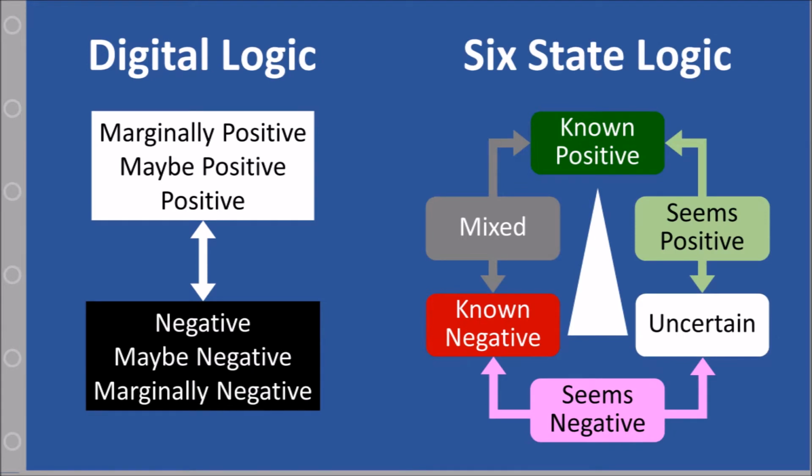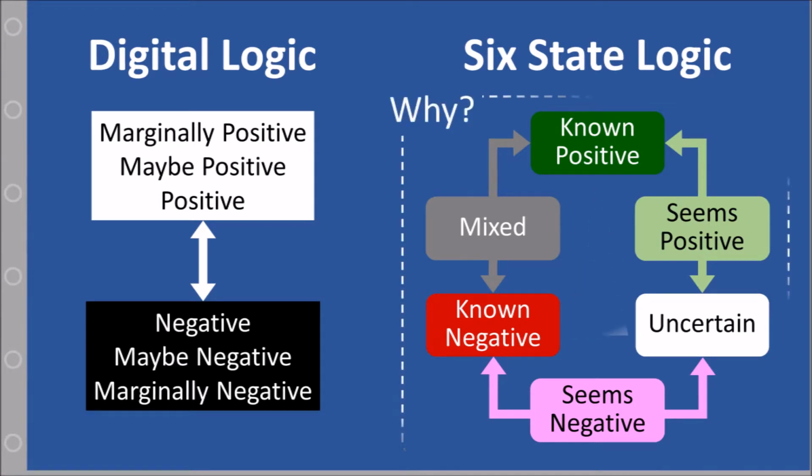Now let's introduce the 3 remaining six-state logic states located between the 3 extreme states. First is mixed, which combines known positive and known negative states. Next is seems positive, which combines known positive and uncertain states. And last is seems negative, which combines known negative and uncertain states. Imagine the states as a triangle with known positive, known negative, and uncertain labeled corners, and seems positive, seems negative, and mixed labeled lines between the corners.